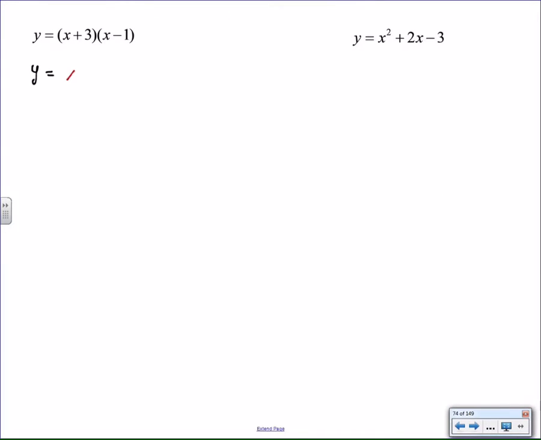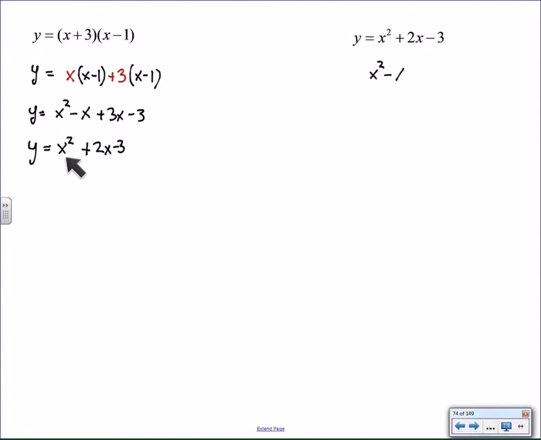Just to see that again, if I were to FOIL this out, I would distribute the x into the x minus 1 and the 3 into the x minus 1. So I'm double distributing, and so it gives me x squared minus x plus 3x minus 3, collect like terms in the middle, and we now have a quadratic form.